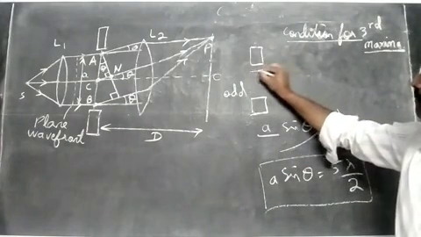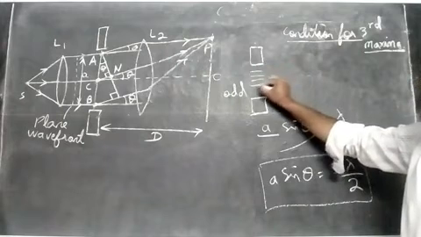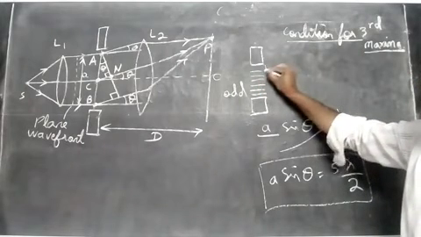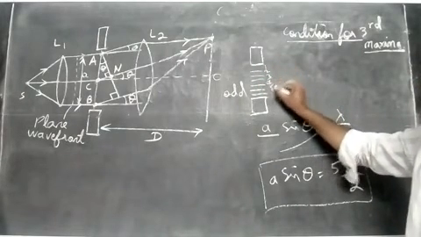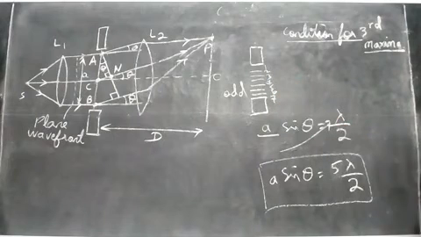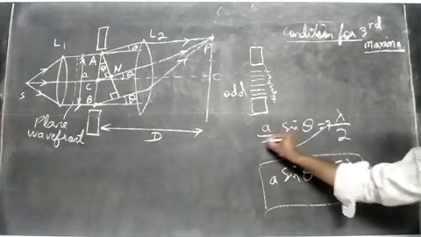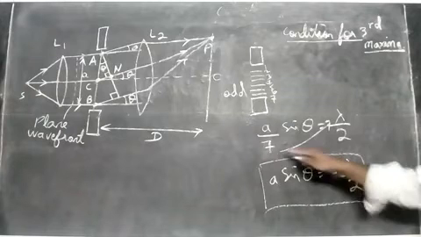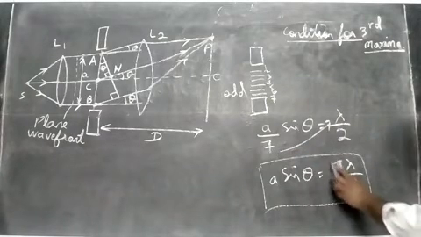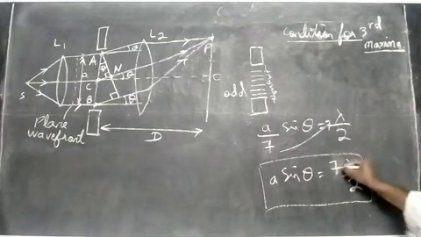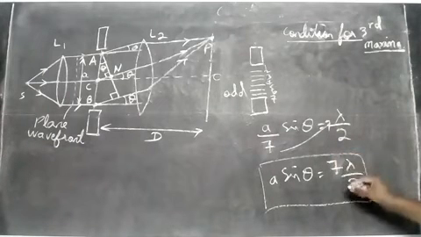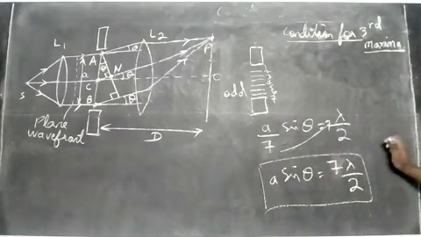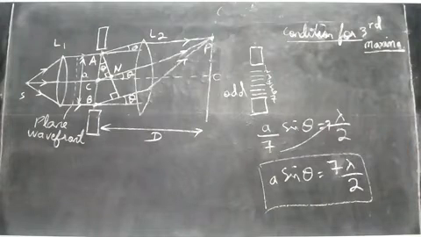So 7 parts here: 1, 2, 3, 4, 5, 6 and then 7. So in this equation you write 7 here. Then what we do is cross multiply 7 upwards here. So instead of writing 5 here, we get the equation as 7 lambda by 2. So a sin theta is equal to 7 lambda by 2. This is the condition for the third maxima.